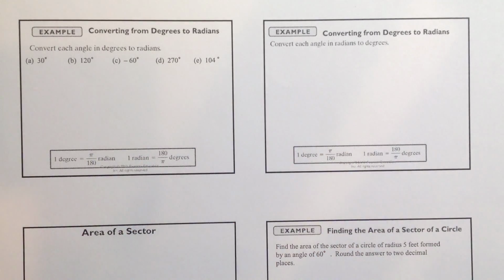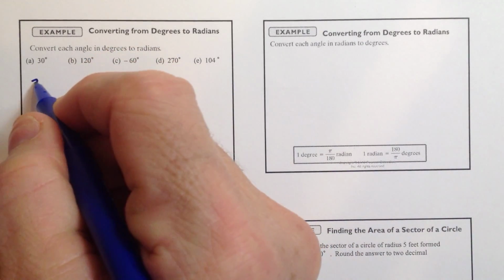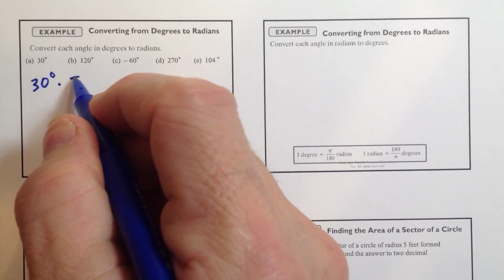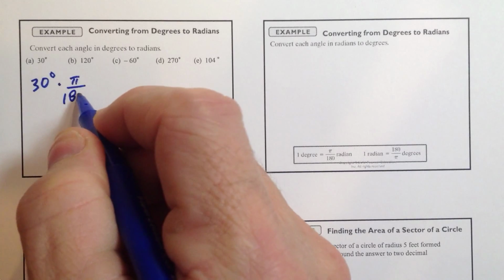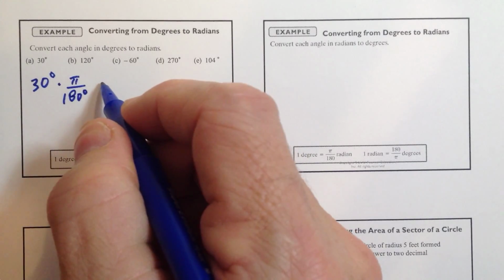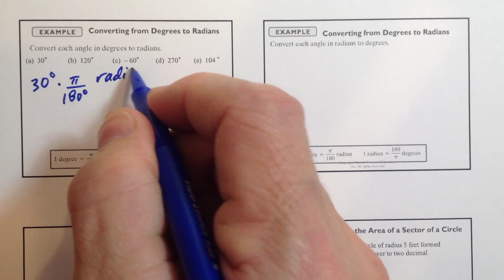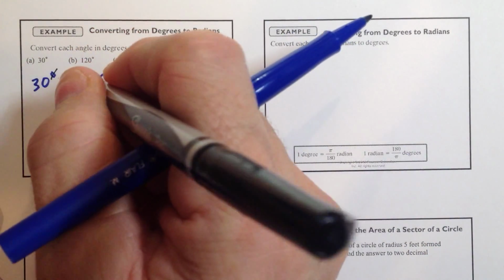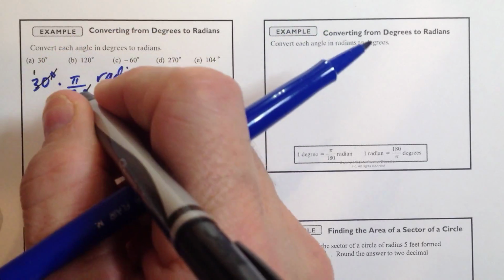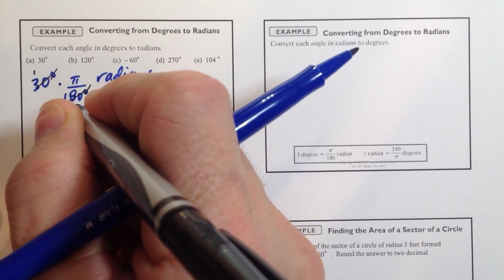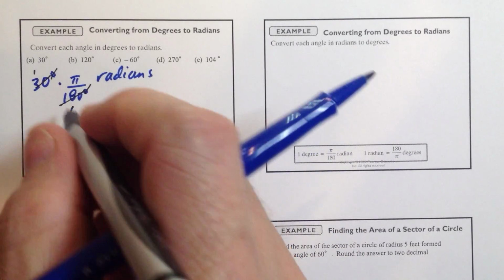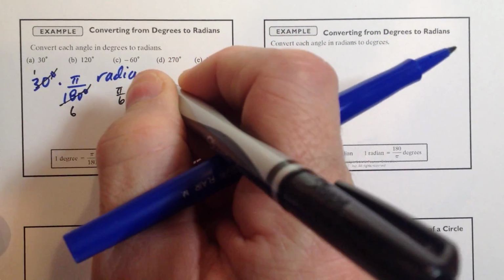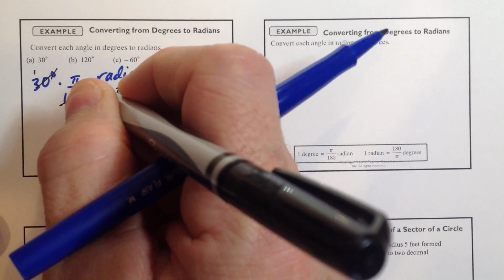So in this video we're going to cover the last page, converting degrees to radians. We're going to take 30 degrees and multiply that by pi over 180 degrees, and we're going to get radians. So pi radians over 180 degrees. Now the degrees cancel. 30 goes into 30 once, 30 divides evenly into 180 6 times. So 30 degrees is pi over 6 radians. And that's A.